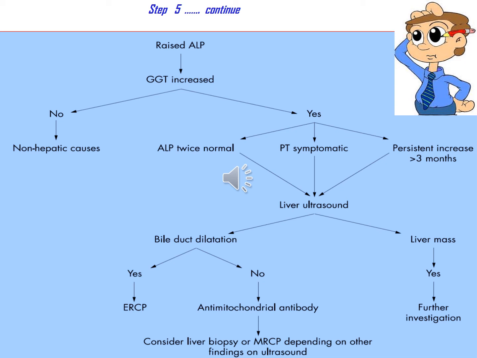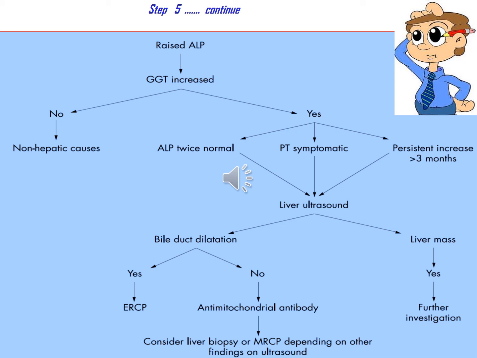If gamma GT is not increased, this is mostly a non-hepatic cause. If gamma GT is also increased, this is mostly of hepatic origin. If the increase persists for more than 3 months, go for liver ultrasound. Or if the patient is symptomatic, don't wait 3 months and go for liver ultrasound. If alkaline phosphatase is twice the normal, go for liver ultrasound. Don't wait for 3 months. Abdominal imaging, abdominal ultrasound.